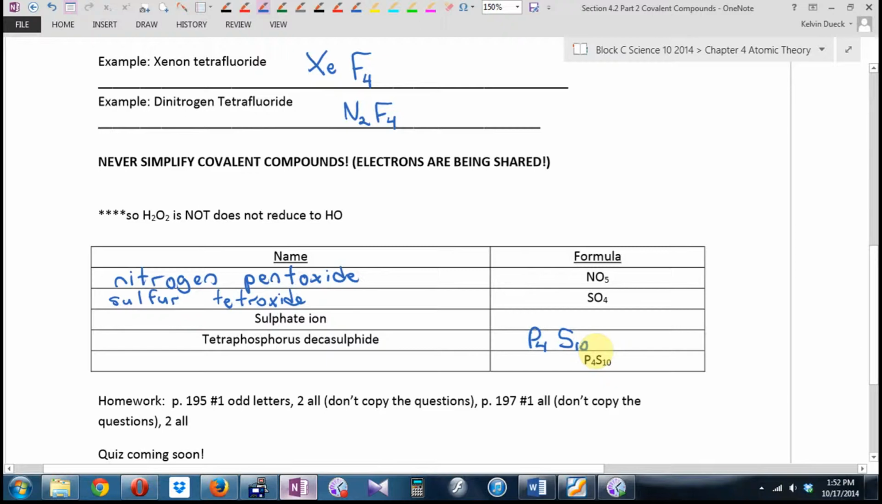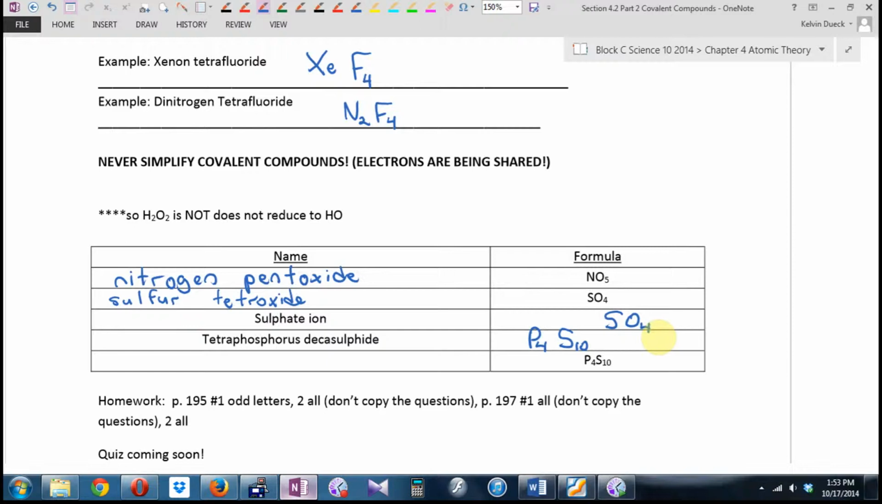Let's go back up one. The sulfate ion. Okay, this is an ion. It's 8. This is a polyatomic from the back of your sheet. What is it? SO4. You could also call that sulfur tetroxide, but they just call that a sulfate ion because it shows up so often.